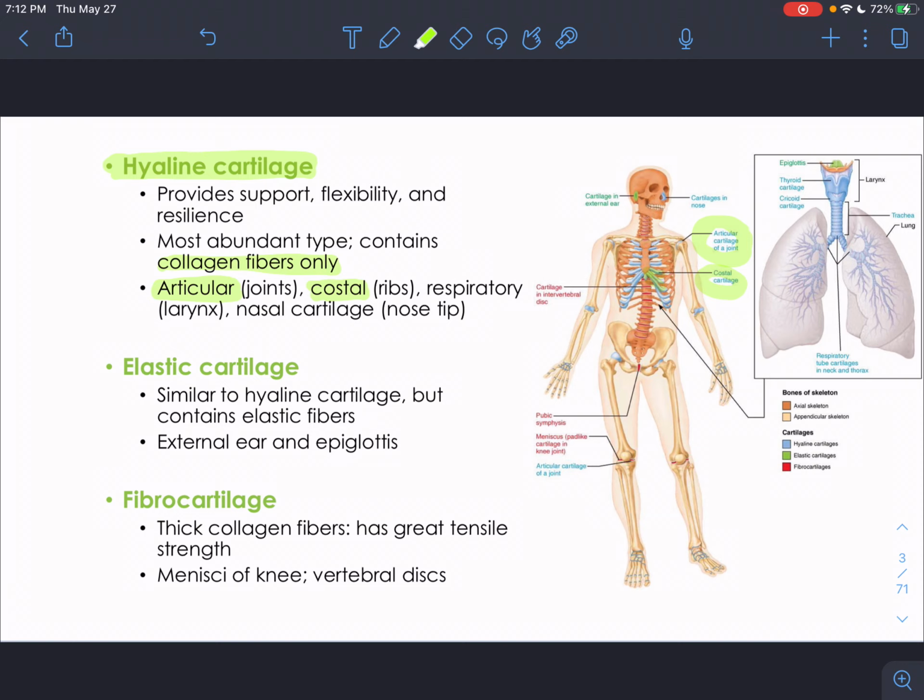You have in your respiratory system some respiratory cartilage in the larynx, which is shown up here, which is really not important for this chapter. And then nasal cartilage, right? So your nose isn't actually a bone. It's made up of hyaline cartilage. Okay, and hyaline cartilage, too, is the cartilage that's going to make up the embryonic skeleton. Okay, so your fetal skeleton will be made up of hyaline cartilage that will eventually be turned into bone.